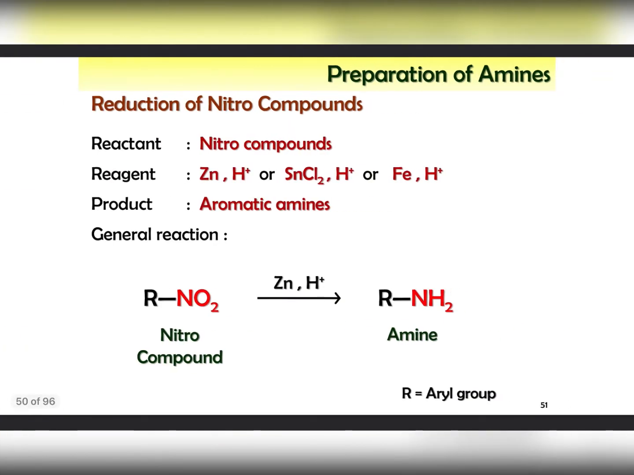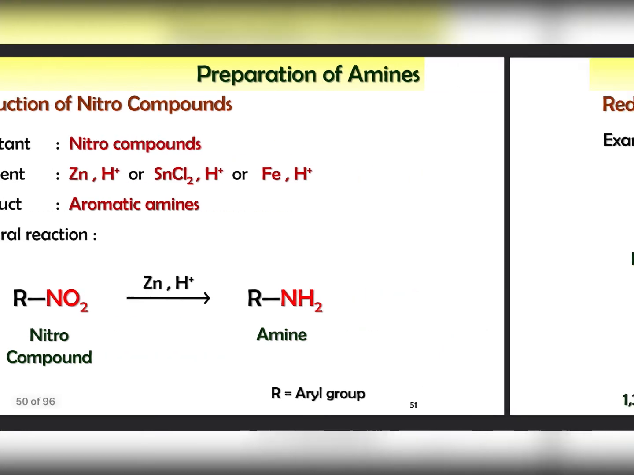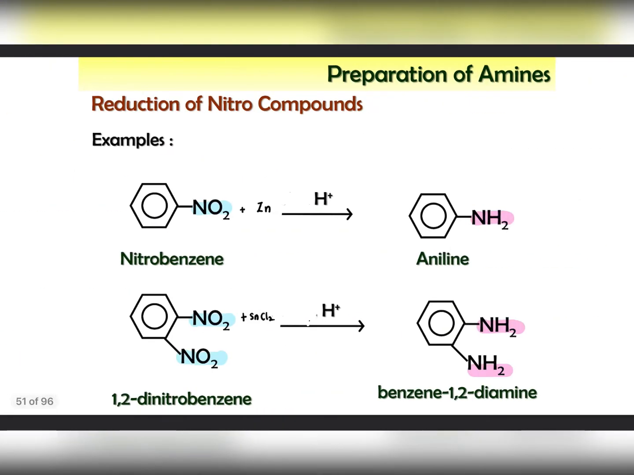Alright, so first kita akan tengok reduction of nitro compound. So untuk nitro compound, the reagents are zinc with H plus acid, SnCl2, H plus, Fe, H plus. So you can use either one. And biasanya aromatic nitro compound, kamu akan dapat aromatic amine. So these are the examples.